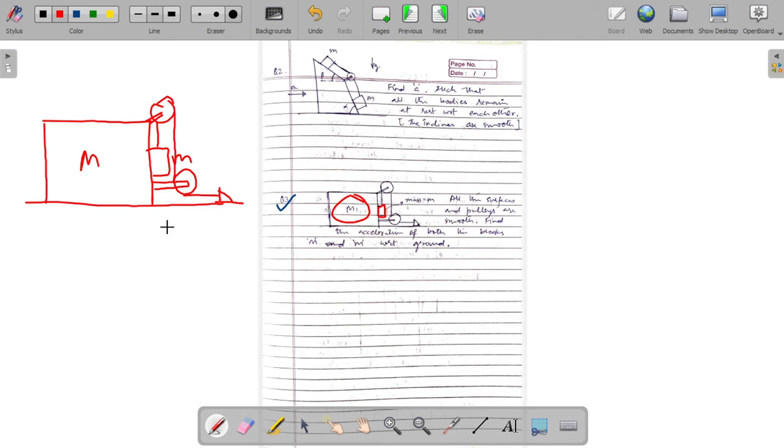So the question is that if all the surfaces and the pulleys are smooth, then what is the individual acceleration of the mass capital M and the mass small m? So here I am shading the mass small m. We have to find the accelerations of this mass M and the shaded mass small m.